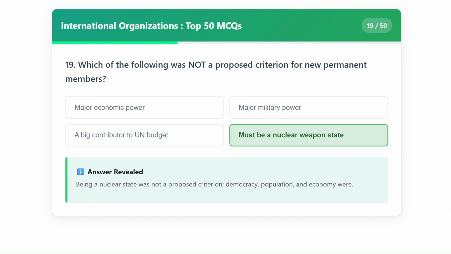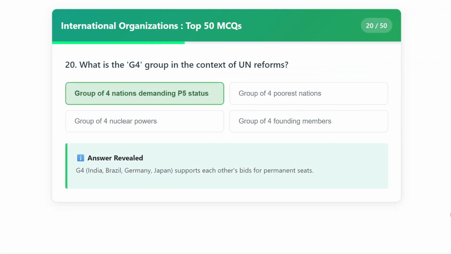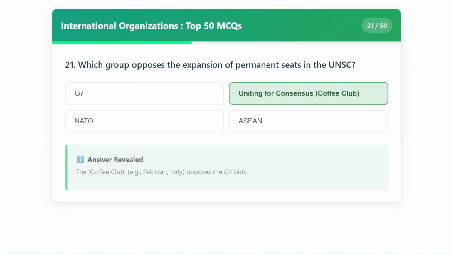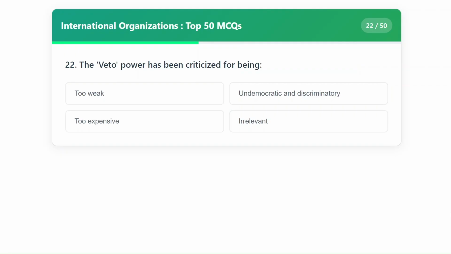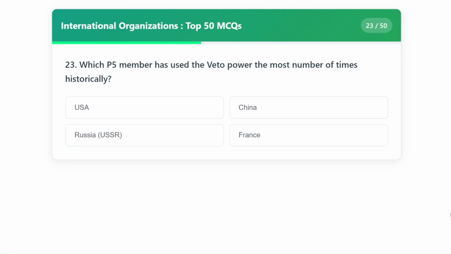Which of the following was not a proposed criterion for new permanent members? Must be a nuclear weapon state. What is the G4 group in the context of UN reforms? Group of 4 nations demanding P5 status. Which group opposes the expansion of permanent seats in the UNSC? Uniting for Consensus. The veto power has been criticized for being undemocratic and discriminatory.